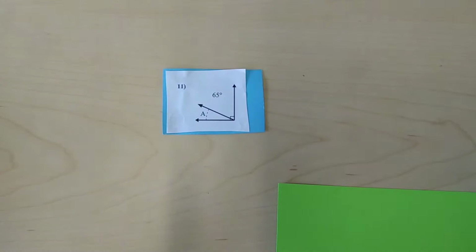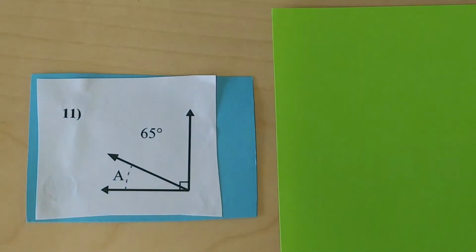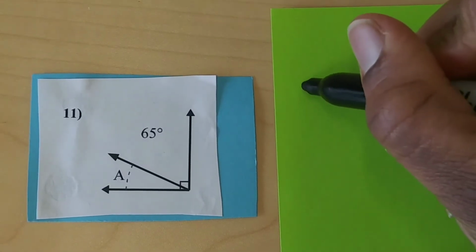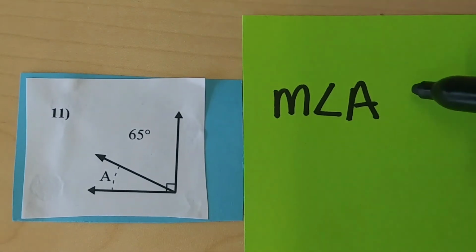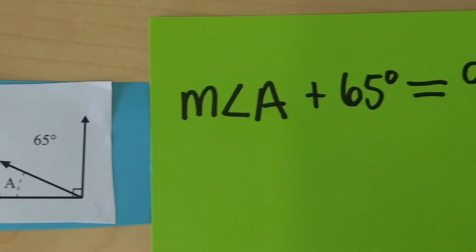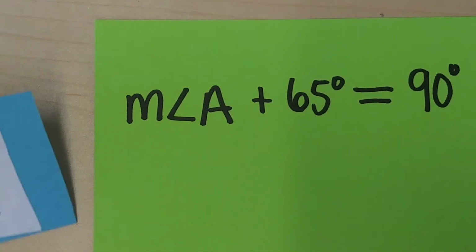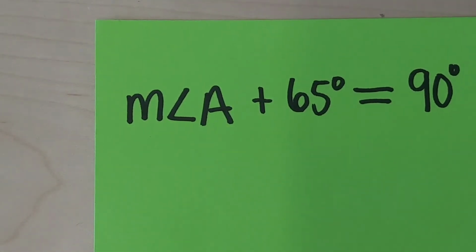First off, is this a complementary or supplementary angle? Well, we see a 90-degree angle, which is our corner, so that represents a complementary angle. Let's write a simple equation. The measure of angle A plus 65 degrees should total 90 degrees because they're complementary angles. Let's go ahead and solve for the measure of angle A.